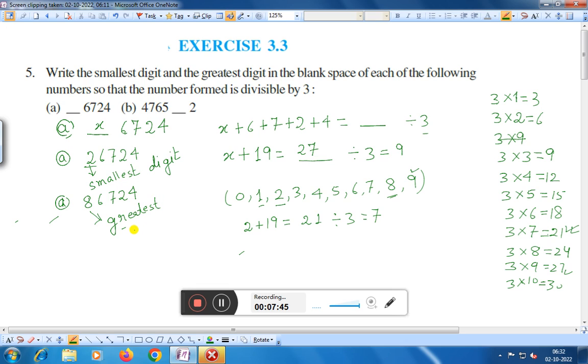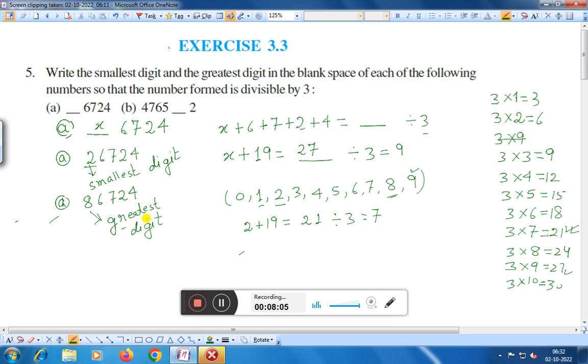Greatest digit. Let us repeat once again how we have solved the problem. First of all, here you see the number is _6724. And what is the divisibility rule? The divisibility rule of 3 is if we add all the digits, the sum should be divisible by 3.